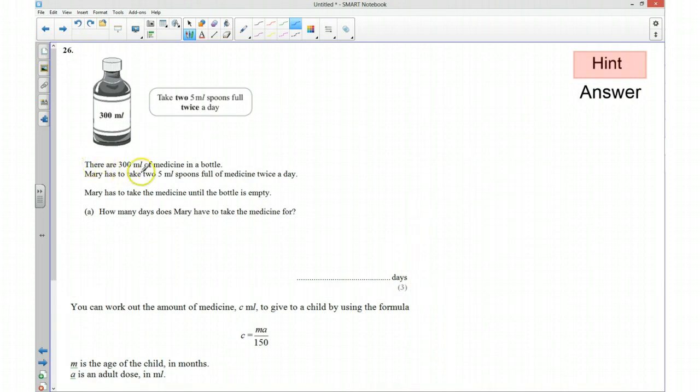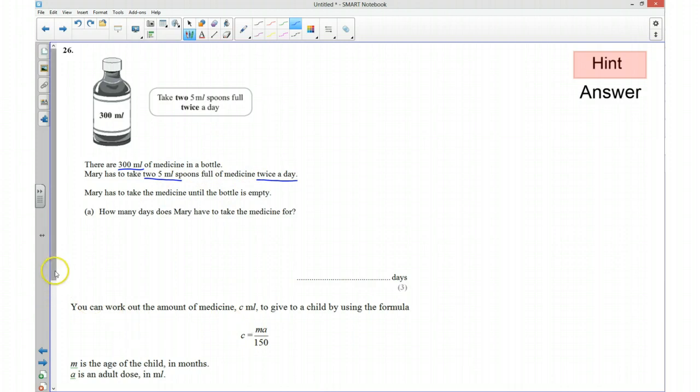Question 20. There are 300 milliliters of medicine in a bottle. Mary has to take 2 5 milliliter spoons full of medicine twice a day. Mary has to take the medicine until the bottle is empty. How many days did Mary have to take the medicine for? Okay, so my hint here is, well, if she had to take 2 5 milliliter spoonfuls, how much is that? And she needs to take that twice a day, so how much is that? So how many days is it going to be until she runs out of medicine?